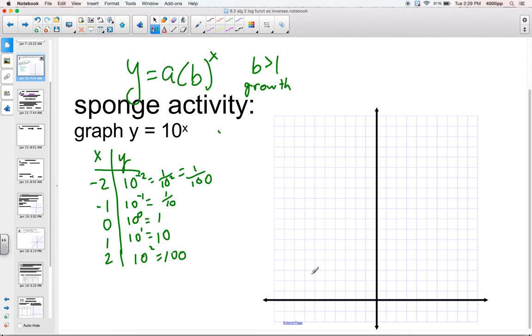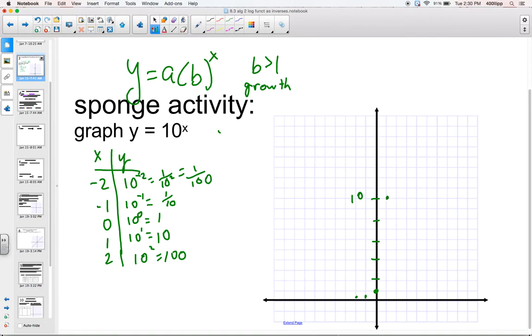We don't need to plot every point that we find, but we can plot the ones that will be helpful for us. So we have -2, 1 over 100, that's really close to 0. -1, 1/10, also really close to 0 here. 0, 1 right here, and we can plot some points here. Here's a 2, 4, 6, 8, and here's our 10. So 1, 10 is up here.